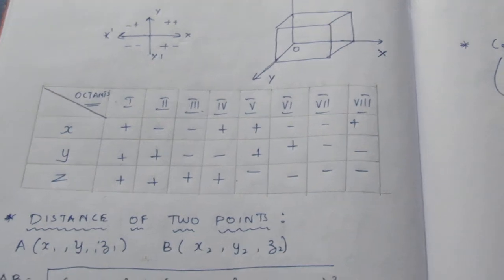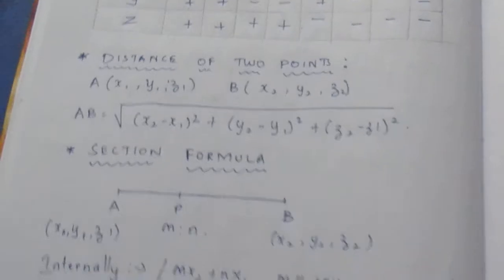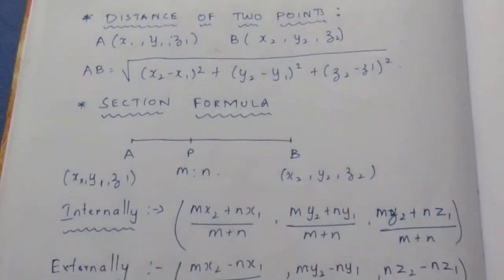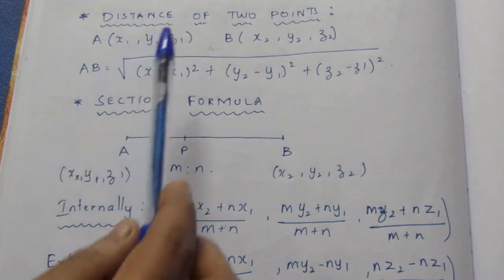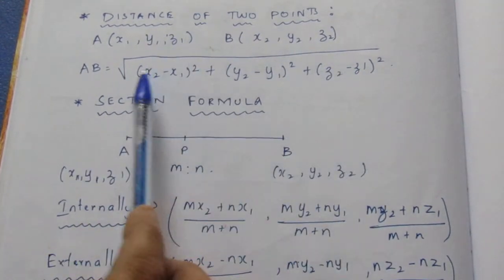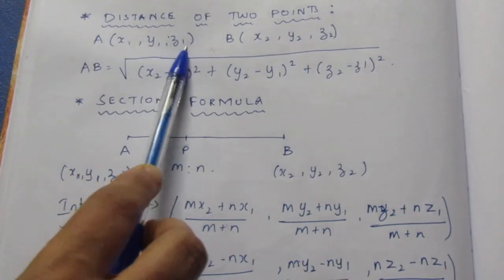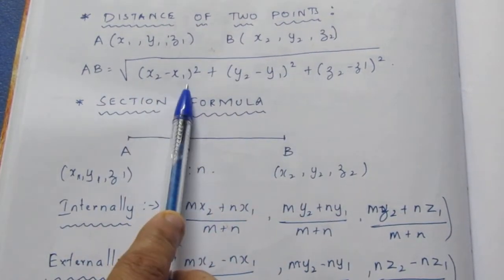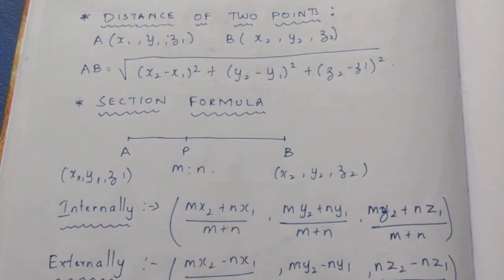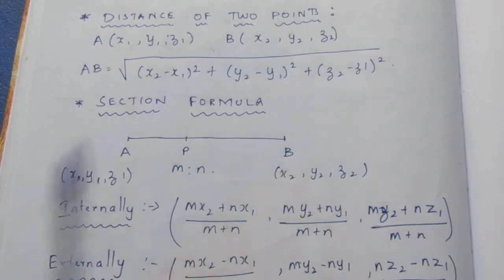Now we'll move on to the formulas, starting with the distance formula. Usually we have learned the distance formula with two coordinates, that is only with x and y. But here z is also added. The distance of AB, with A as x1, y1 and z1 and B as x2, y2 and z2, is root of x2 minus x1 the whole square plus y2 minus y1 the whole square plus z2 minus z1 the whole square. Now you are just adding z the same as y and x.